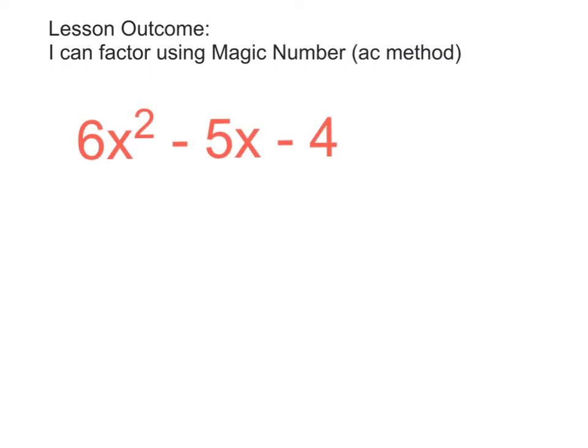The lesson outcome for this video is I can factor using magic number, or the AC method. In this video, I'm going to ask you to do something very specific. Now, this is the third time we've worked on this topic of factoring when A is something other than 1, which is what we use magic number or the AC method to factor.